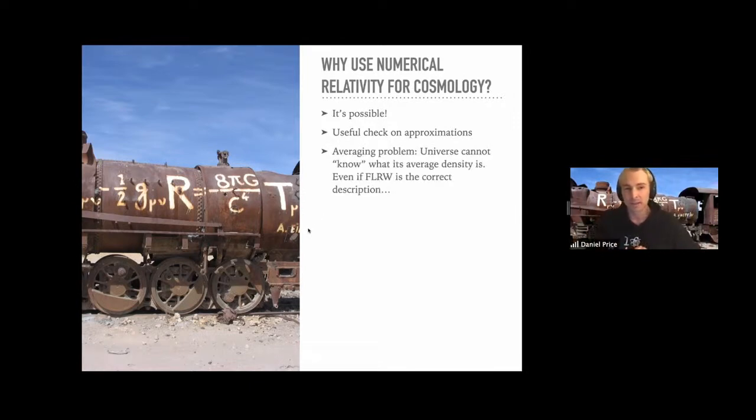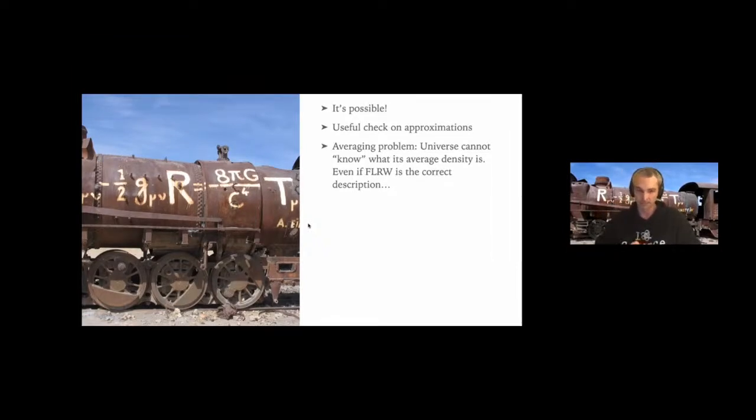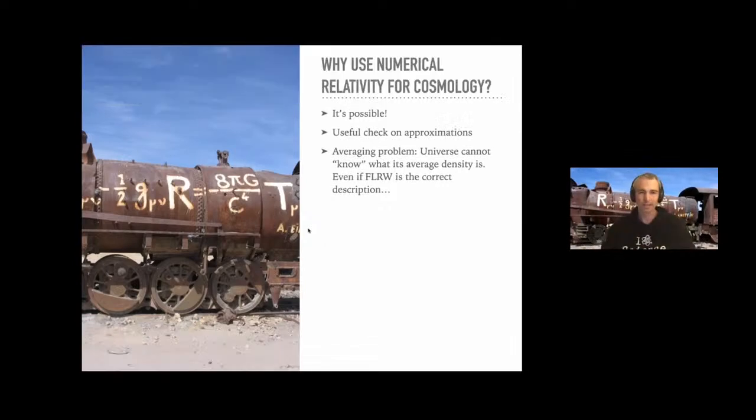Perhaps a more high-level motivation is this problem known as the averaging problem, which I phrase more or less like this: the universe doesn't really know what its average density is. So even if FLRW is the correct description of the universe's evolution, how does it know at the present day what the mean density is, and therefore effectively what the time is, in the cosmological model.